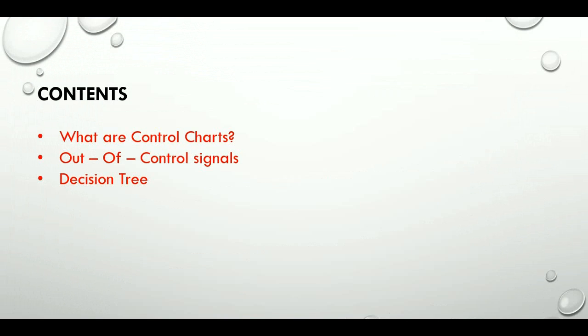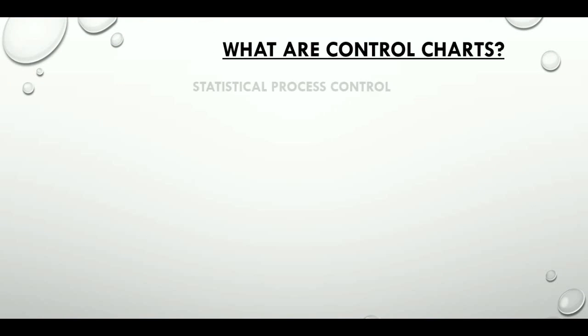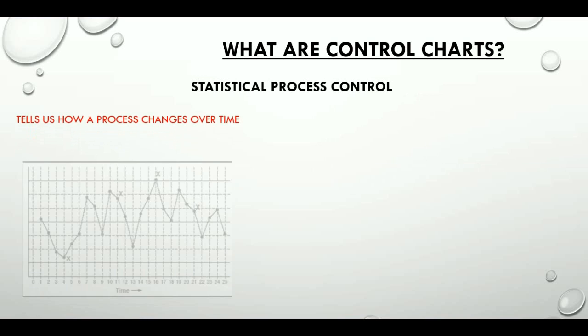Today we will discuss control charts, why we need them, how they can help us, and their different types. Studying control charts is also popularly known as statistical process control. Control charts indicate how a process changes over time. Let's have a look at a sample control chart.